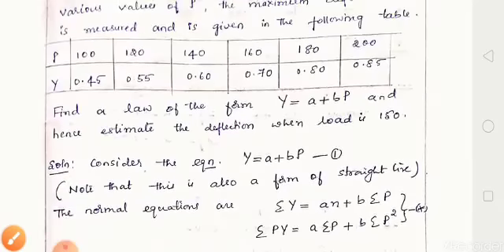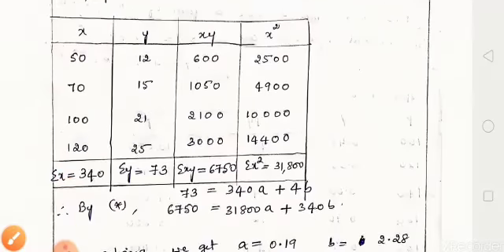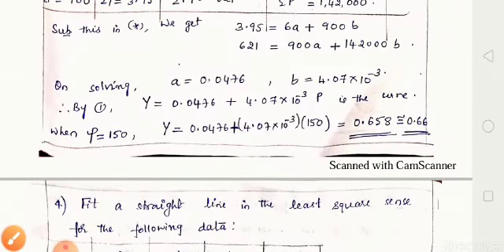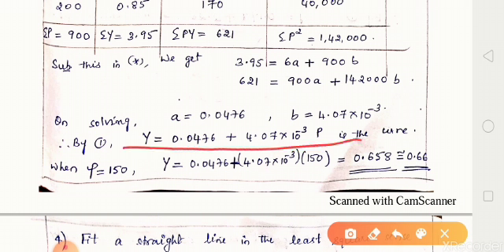Now we have to estimate the deflection when load is 150. Means when p equal to 150, what is the value for y? You substitute the value for p in the straight line. So when p equal to 150, we have the value of y as 0.66.